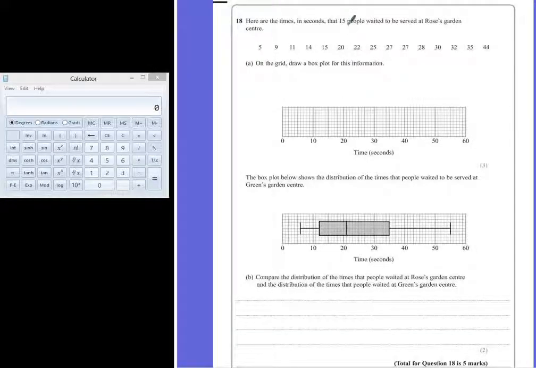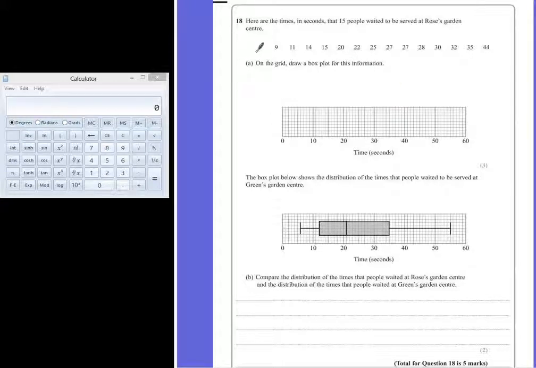Question 18. Here are the times in seconds that 15 people waited to be served at Rose's garden centre. Question A asks us to, on the grid, draw a box plot for this information. A box plot uses 5 pieces of information.